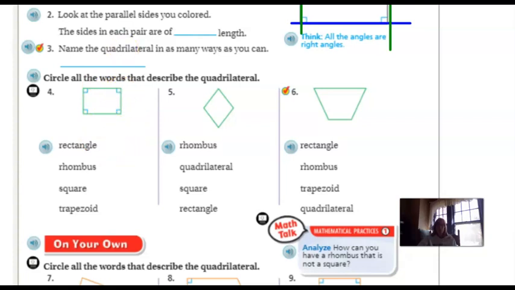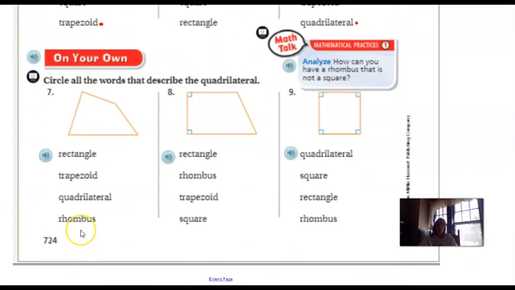Okay, so hopefully you are seeing that it is a rectangle for sure, and it could also be a trapezoid, which we just talked about. Over here, it looks like a diamond, so it would be a rhombus and also a quadrilateral because anything with four sides is a quadrilateral. Now this one, if we extended it out and we extended it out, they would intersect. So it would be a trapezoid, and for sure it has four sides and four angles, so it would be a quadrilateral.